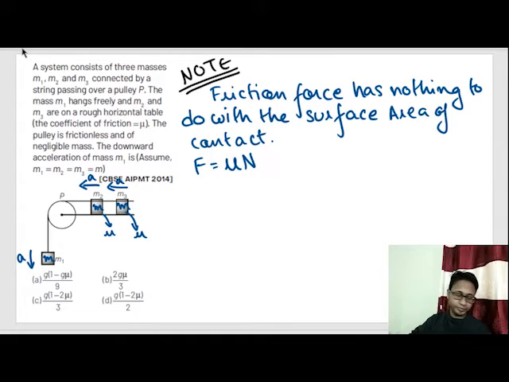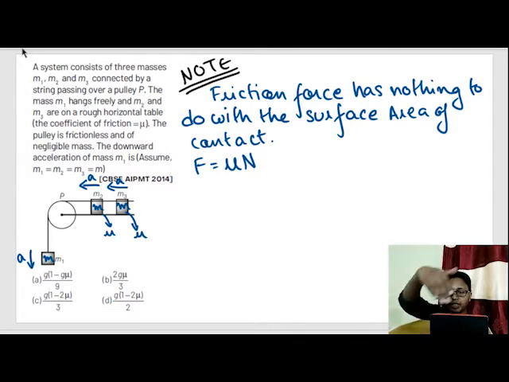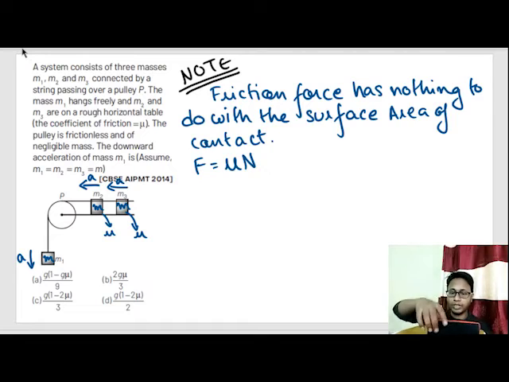What do I mean by this? Suppose this plastic surface was made up of the same material as this surface. The friction theory says that if I keep the block like this, the amount of friction force applied in the backward direction is the same. It does not depend on the surface area in contact. It only depends on the type of surface, which is given by mu, and normal reaction force. That means if I press it too hard, the friction force will be more.